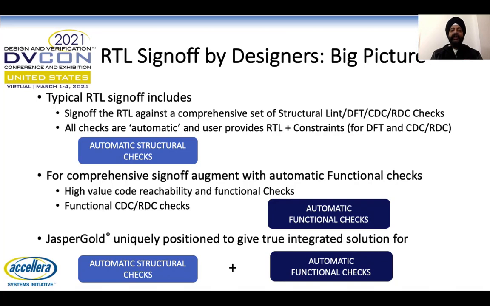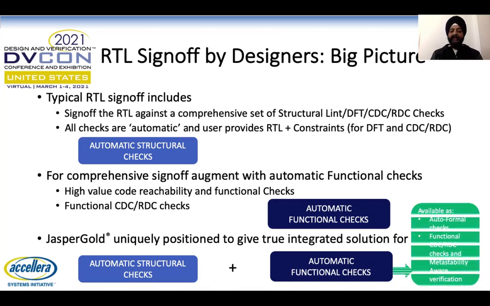And when we look at how these automatic functional checks are manifested, these are mostly available as automatic formal checks, auto-formal checks as we call them, to augment the lint piece, and the functional CDC, RDC checks and metastability aware verification for the CDC, RDC piece as we discussed.